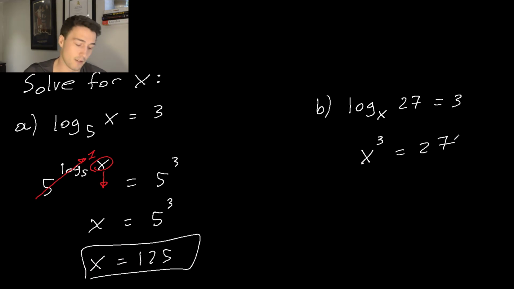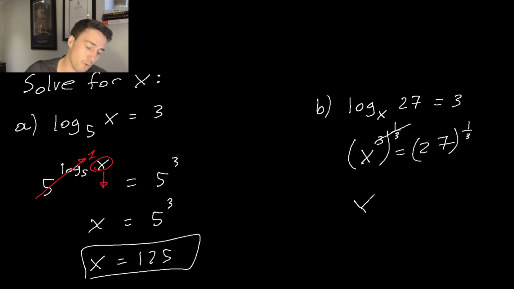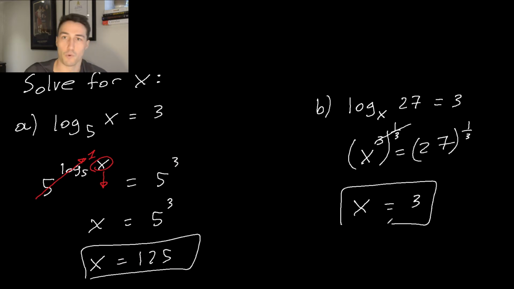In this case, what I would do is put both sides of the equation to the power of 1 over 3. Now these will cancel because that'll just be x to the power of 1. x is going to be the cube root of 27. The cube root of 27 is 3, so we get x is equal to 3.